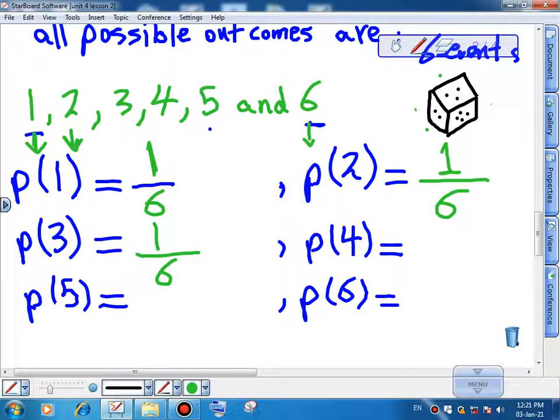The same thing, probability of number 4: we have only one 4, and the total number equals 6. Probability of number 5: we have only one number 5, and the total number equals 6. The same thing, we have only one 6, and the total number of all possible outcomes equals 6. It will be 1/6. All events are equal to 1/6.